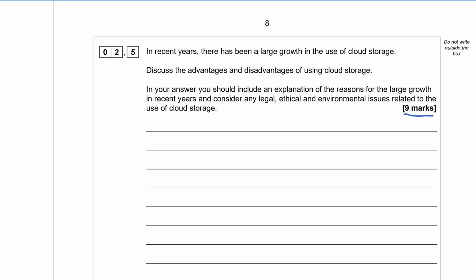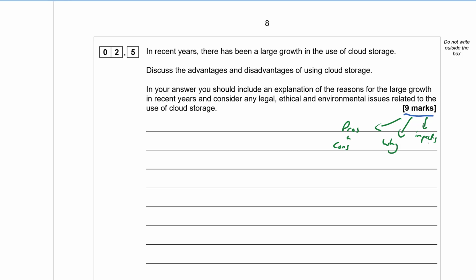But we should include an explanation of the reasons for the large growth in recent years and consider any legal, ethical and environmental issues related to the use of cloud storage. So there are really 3 parts to this question. We've got, first of all, the idea that we're doing pros and cons. We've got why cloud storage has really picked up. So it does say you should include reasons for the large growth in recent years. And we've also got to discuss the impacts of it on sort of wider society.